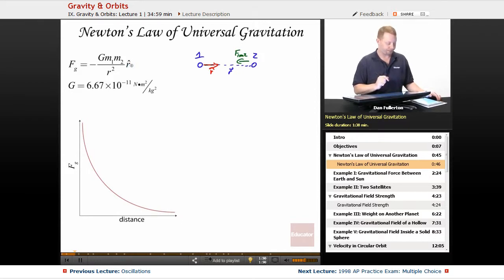Now, that fudge factor, capital G, the universal gravitational constant, is equal to 6.67 times 10 to the minus 11 newton meters squared per kilogram squared. And if we wanted to make a plot of the gravitational force between two objects as a function of the distance between their centers, we would have this inverse square law. Another place where as the distance increases between objects, we see the force go down as the square of the distance.